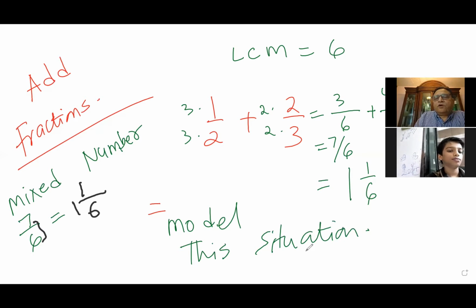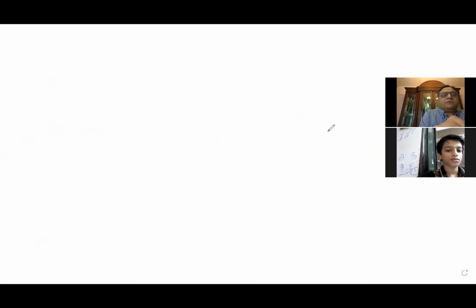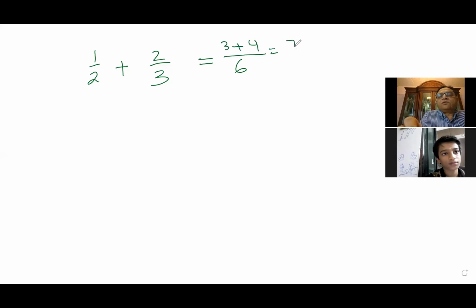Now what we are going to do is model this situation. So let's move on to the next page and learn how we model this situation. You understand? So what were we working with? Our question was half plus 2 over 3, right? We did 6 as the common denominator, and so we get 3 plus 4, which is 7 over 6, and we wrote this as 1 and 1 over 6. Correct.